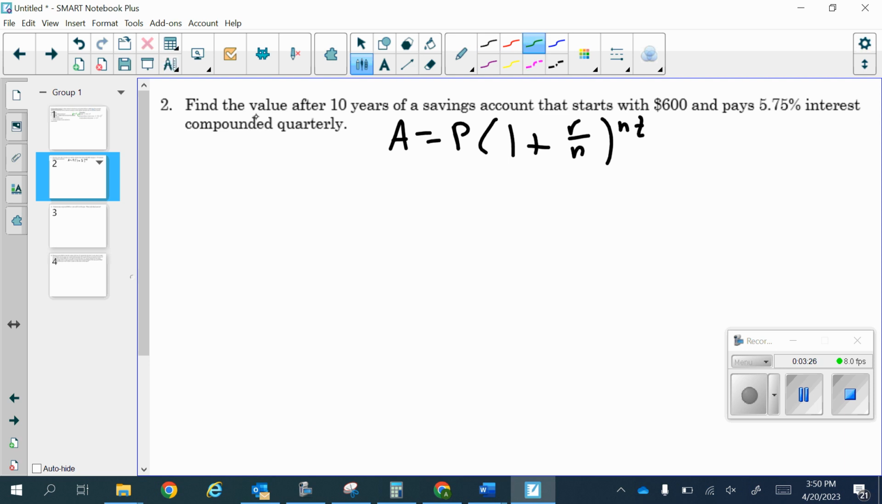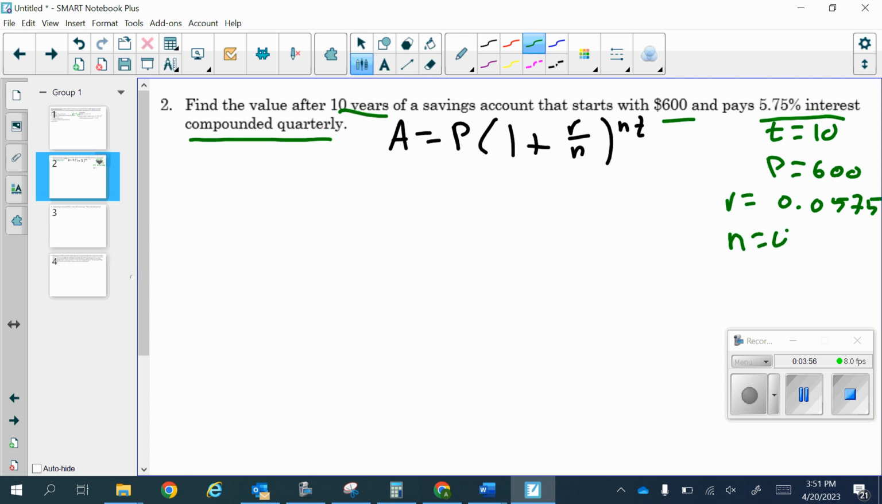So I'm told that I want to find the value after 10 years. So that means my t, or the time in years, is 10. I start with $600. So my principal amount, which is your initial value, how much you originally put in, is $600. I'm paying 5.75% interest. That's my annual interest. So that's my r. So you put that in decimal form, it's 0.0575. And we're compounding quarterly. When you compound quarterly, that means you're compounding 4 times per year. So your n is 4. That's how many times you're compounding per year.